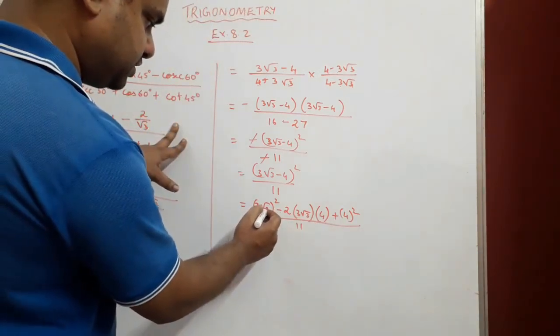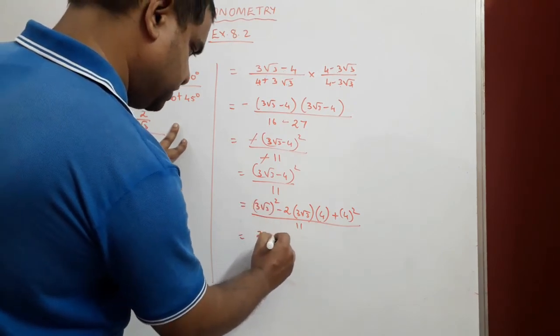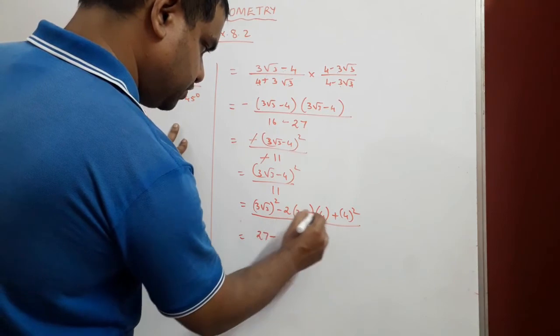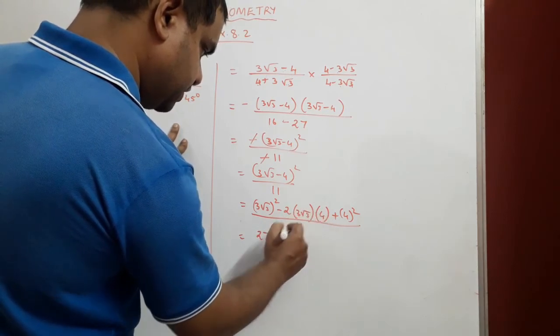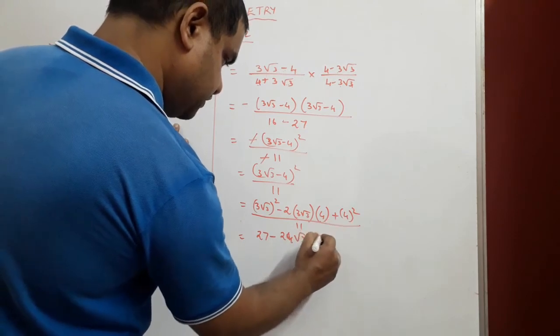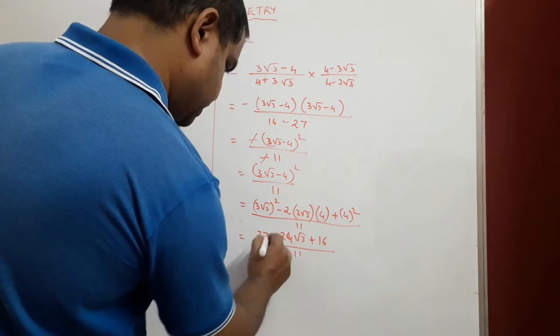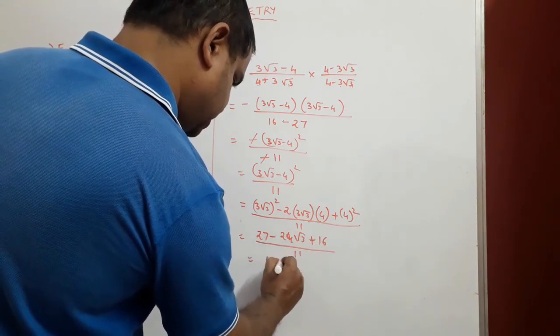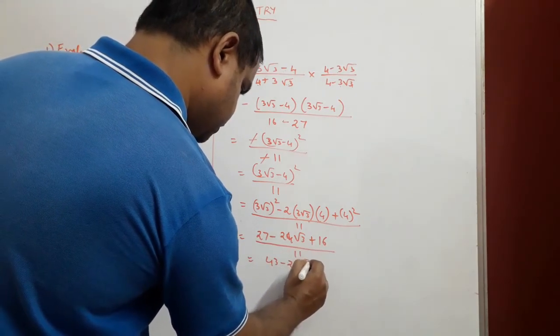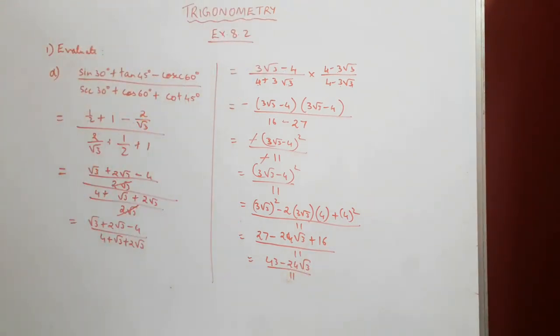Root 3 into root 3 is 3, and 3 into 3 is 9. 9 3s are 27. 27 minus 2 into 4 is 8. 8 into 3 is 24. 24 root 3, and this will give us 16. Okay, upon 11. That 27 plus 16 gives us 43 minus 24 root 3 whole thing upon 11. That is our final answer.